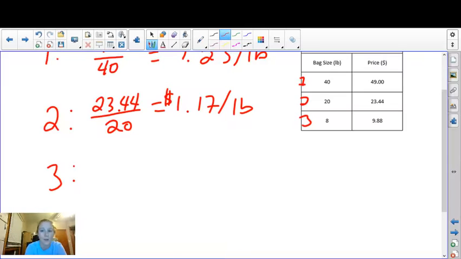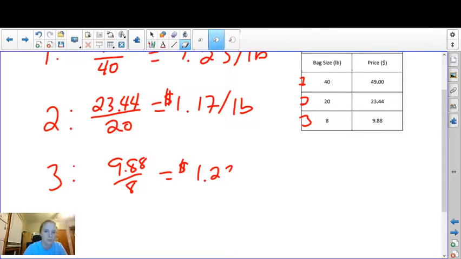And the third one, I have $9.88 divided by 8. No, I don't know that one. So let's get a calculator. Check it out. Gives me $1.24 per pound.